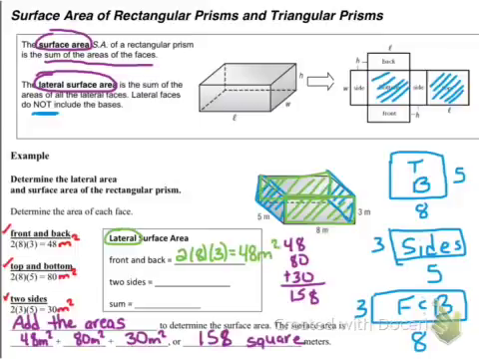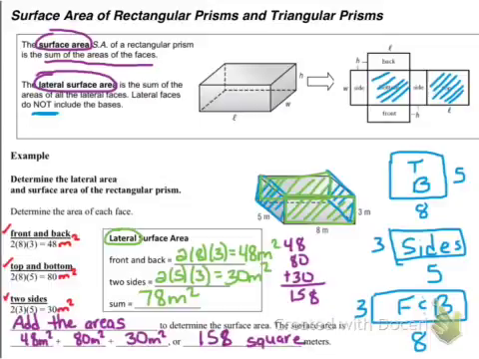And then the two sides are both 5 by 3, but there's 2 of those. 5 times 3 is 15. Double that and you get 30. And so we just add that together, 48 plus 30, and that's 78 square meters. So if you're talking about lateral surface area of that rectangular prism, then you get 78 square meters.